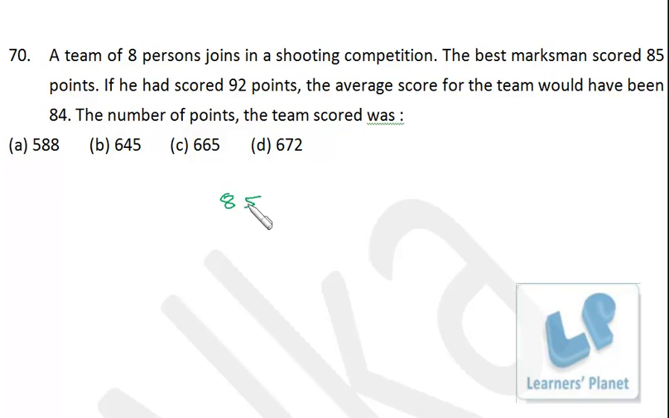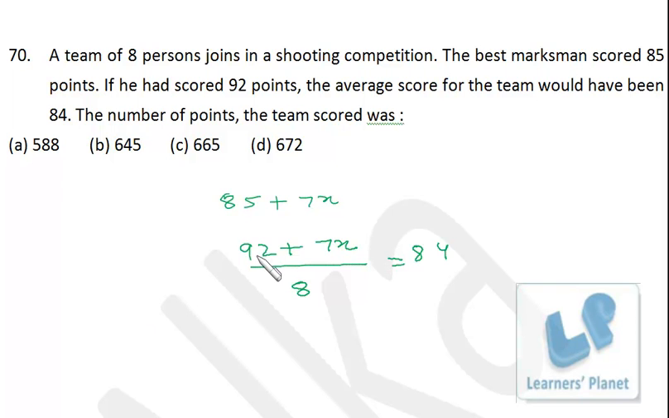And the remaining 7 persons, I assume that they are making the score as x. Right? So total of these 7 persons is 7x. Now this is the total of 8 persons, that is the initial total when this best marksman is scoring 85 points, right? Now if the best marksman had scored 92 points and the remaining as it is, then this is the total. Now in this case, 92 plus 7x is the total of 8 persons, and if I divide it by 8, it is the new average, right?